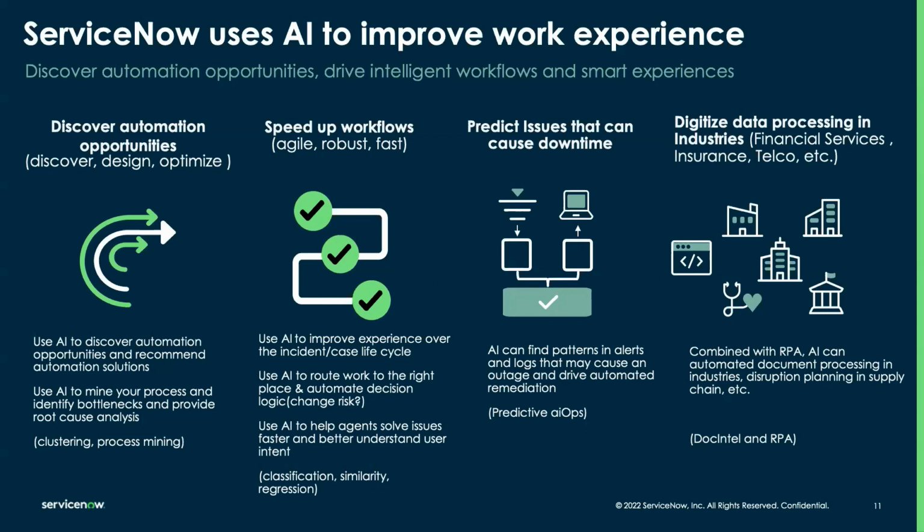And then finally, we are able to digitize documents now. So when we combine our new RPA, robotic process automation, that came out in March, with our new document intelligence capabilities, which allows us to read through documents, we can process through stacks of digital documents and pull that information out, automate that processing, and then feed that data into downstream workflows.